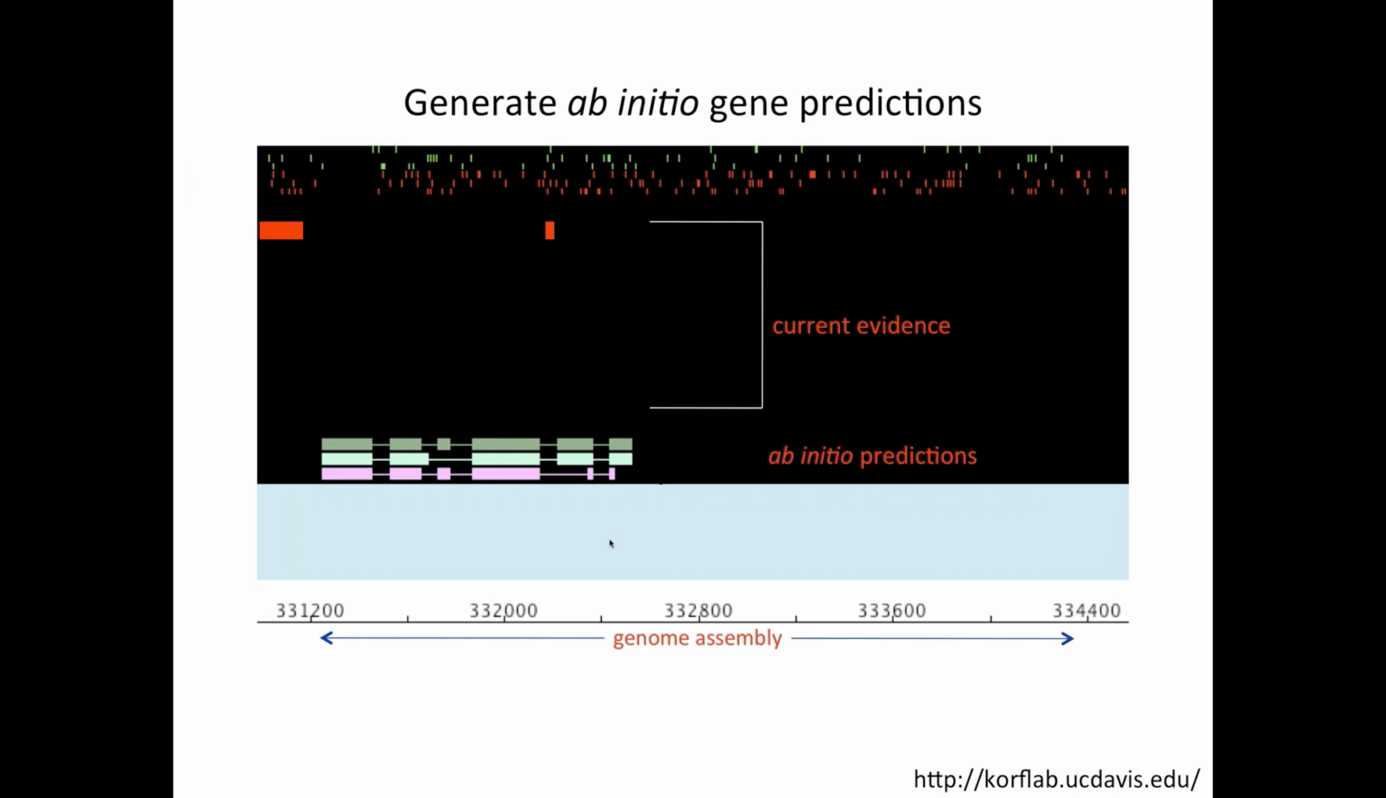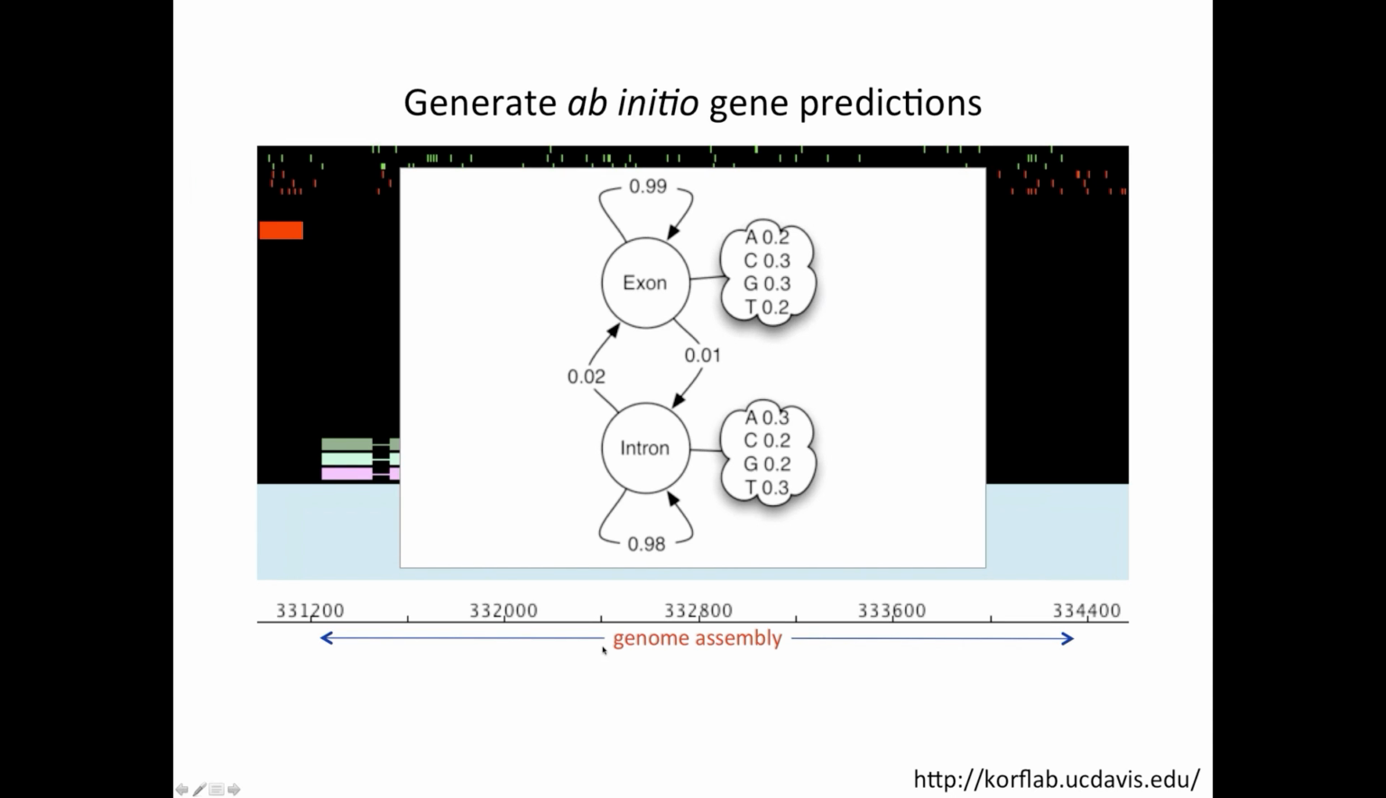Okay, the next step that we will run is a series of ab initio gene predictors. You actually don't have to have an ab initio gene predictor run for Maker to generate some starting annotations, but running one, and in most cases you'll want to run more ab initio gene predictors, will give you a better starting set of annotations than not using anything at all.